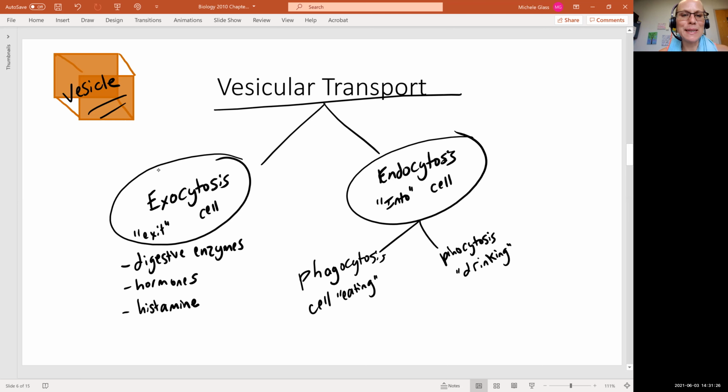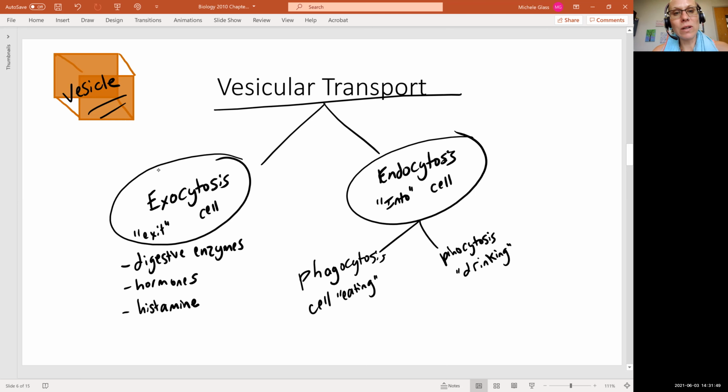Extracellular fluid, basically. So in the case of phagocytosis, we see this very often with our white blood cells. Our white blood cells are able to identify pathogens and engulf or eat them. So a cell that does phagocytosis is called a phagocyte. Most of our white blood cells are a version of a phagocyte, basically.